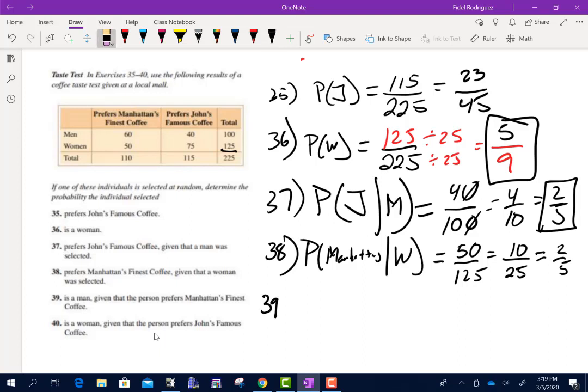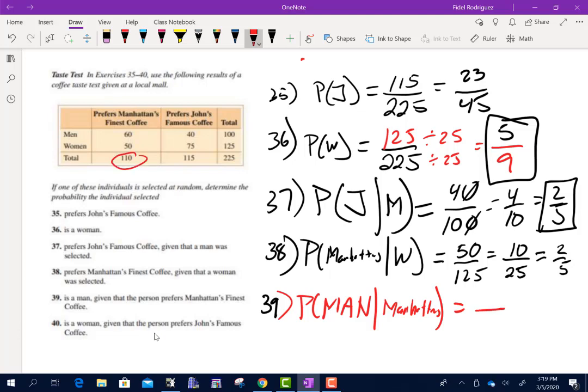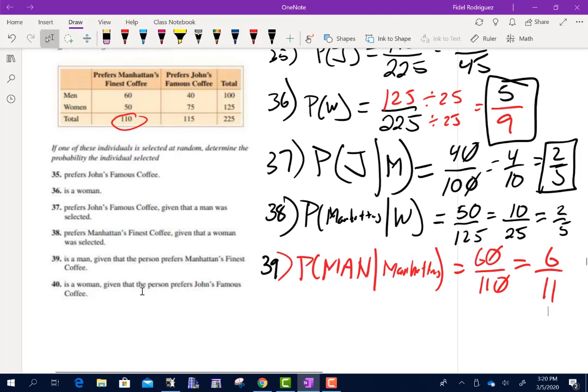39. Okay, so 39 says the probability that we're going to have a man given that the person likes Manhattan's. Okay. So again, how many like Manhattan's? 110. And out of those 110, 60 of them happen to be men. So divide them both by 10 and we get 6 over 11. And I think we got one more for number 40.